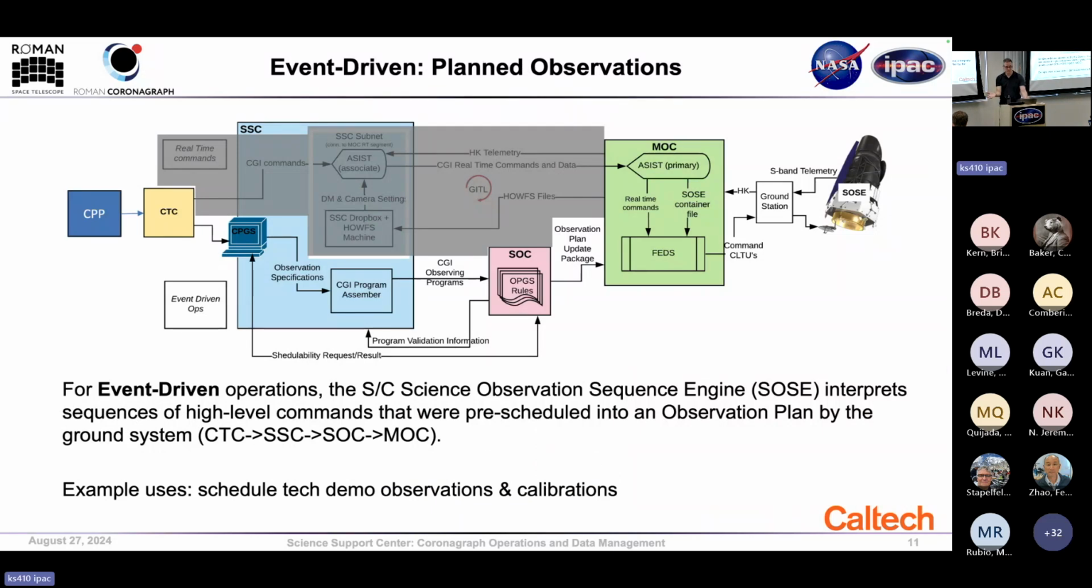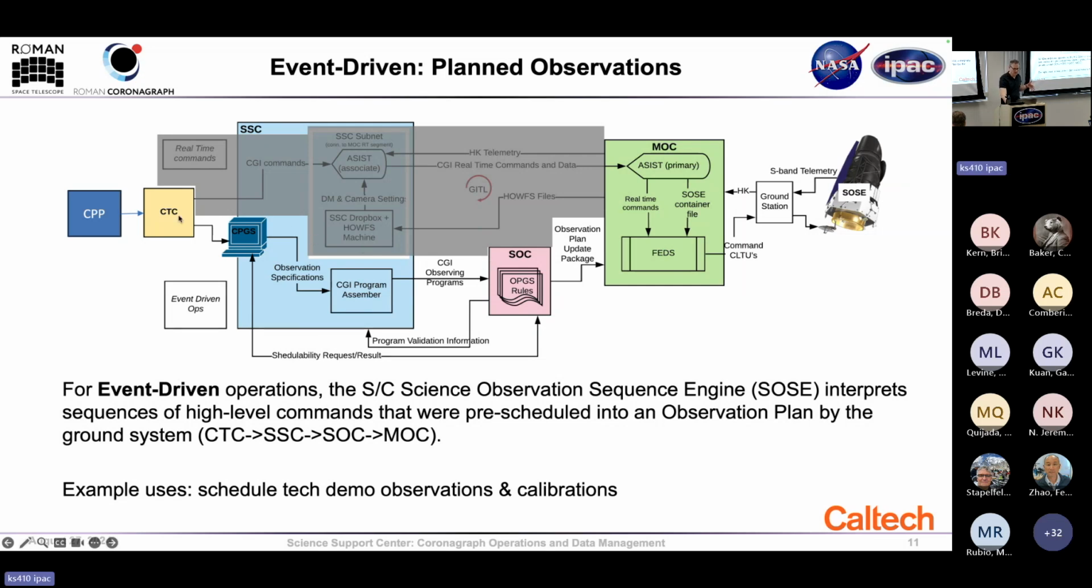The second piece of operations is the primary way in which Roman is going to be taking data and running the observatory, and that's called event-driven. They're pre-planned observations, and what happens is there is a sequencing engine on board, SOSI, the Science Observation Sequence Engine, that will interpret sequences of high-level commands that were pre-scheduled as an observation plan by the SOC or by the ground system, including the SOC and the SSC.